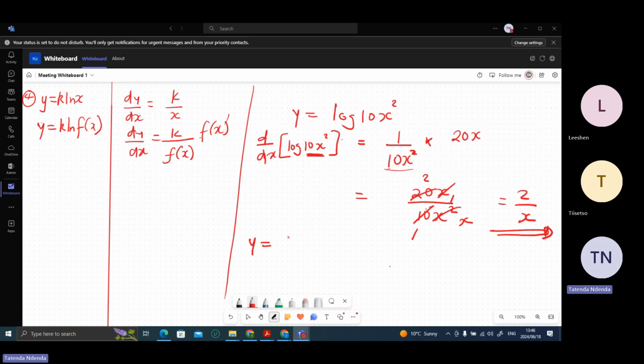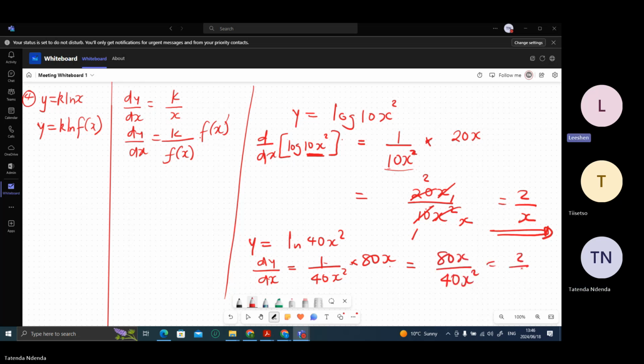Okay, listen. So if we have ln of this, give me the d over dx of this. 1 over 40x squared multiplied by 80x. And then squared, yes, and then you halve.